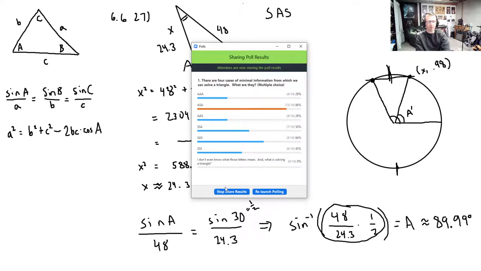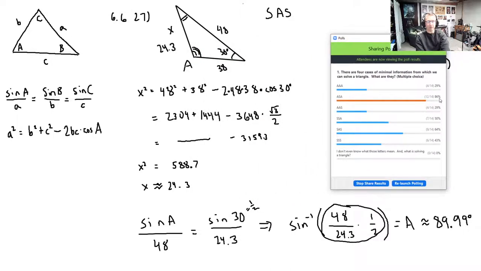Yeah, so I'll share these results again. So in this angle side angle case, we've just discovered we can definitely solve it. We can find every side length and every angle in this case. We've just demonstrated how we can start doing that. In this angle case, it's impossible to solve it. So for those of you that answered angle, let me just illustrate that.